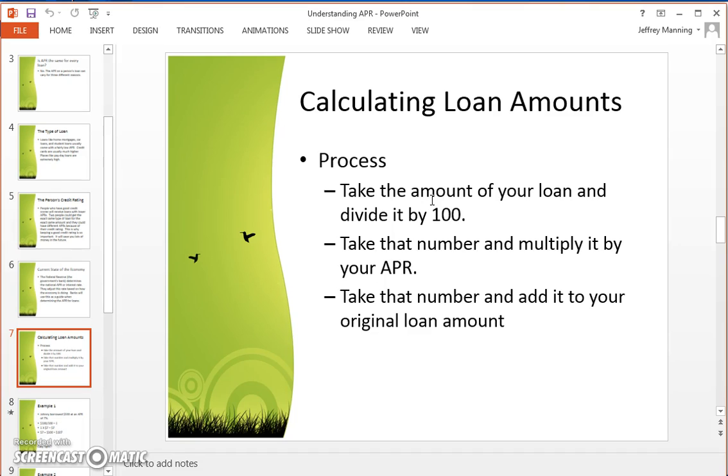Now, the number that you get at the very end will be the total amount that you're going to be spending on that particular loan over the lifetime of the loan. This is also assuming that the loan is only for 1 year. If it's for multiple years, this would actually be done multiple times.